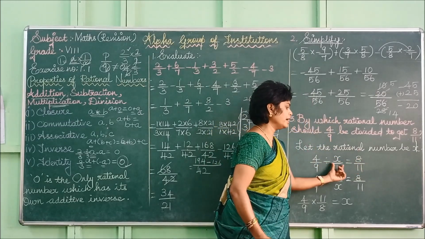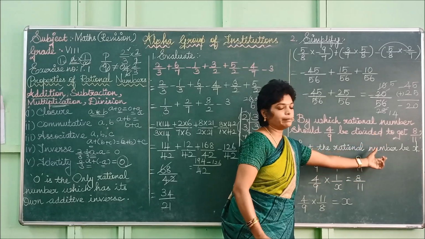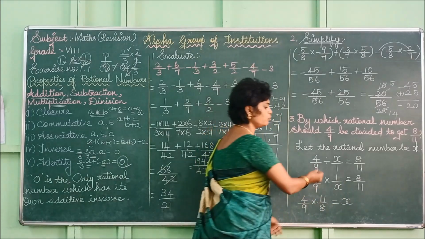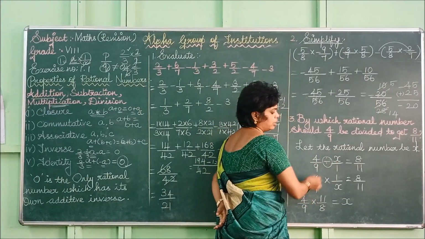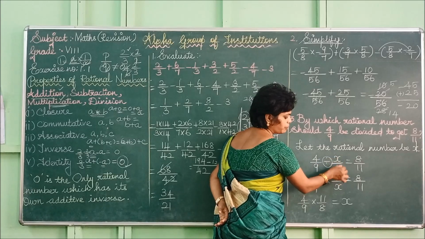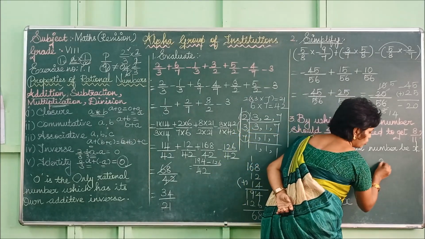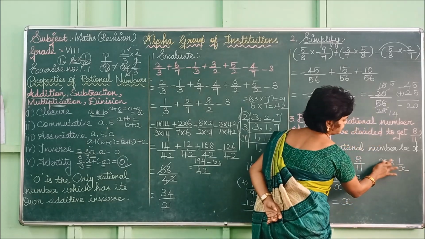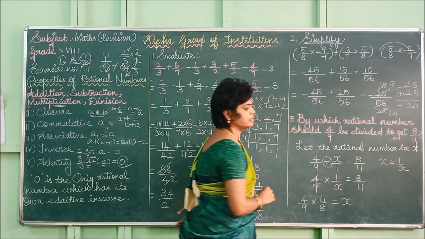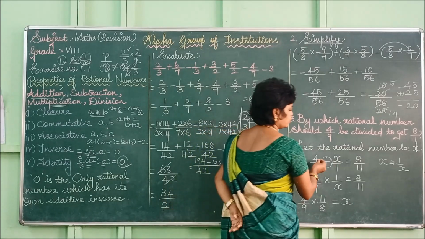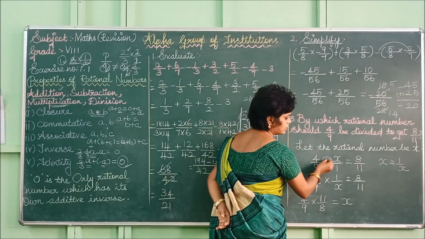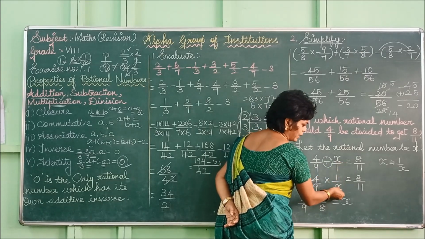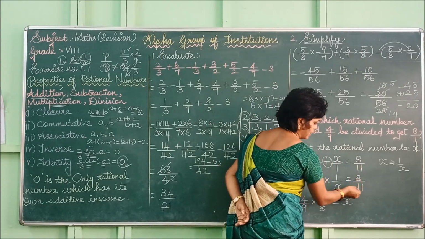So 4 by 9 divided by x, which is the result, is equal to 8 by 11. So you have to change the operation. If you want to change the operation, the values must be reciprocal. What is the reciprocal of x? Reciprocal of x is 1 by x. So 4 by 9 you can write as it is. The division gets changed into multiplication. X by 1 can be written as 1 by x, which is equal to 8 by 11.